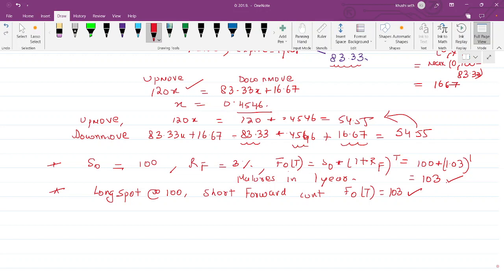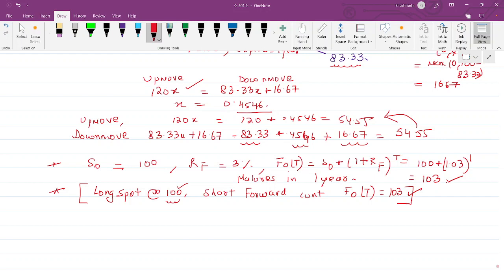Now, what is my investment in this particular trading strategy? What is my investment in this particular portfolio? Right. So, if I go long on the spot asset, I have to pay the price of the spot asset to buy it. So, my investment is going to be the current market price of the spot asset, that is $100. And when I short a forward contract, I have to pay nothing. We had discussed at initiation that when I short this forward contract, I have to pay nothing, right?